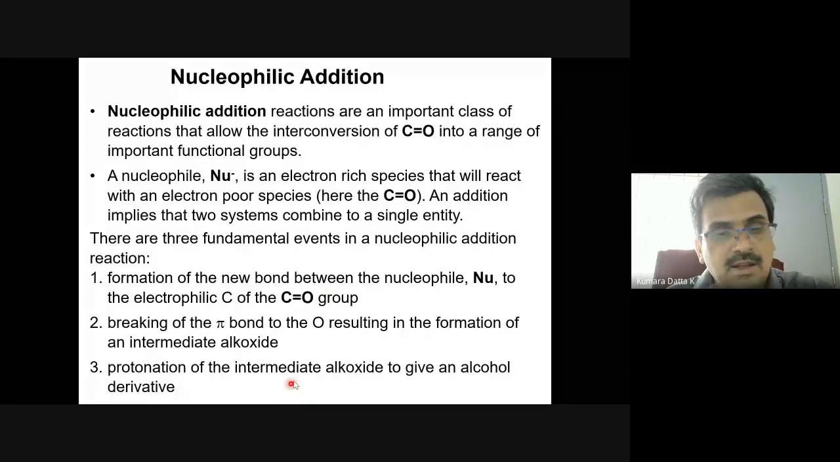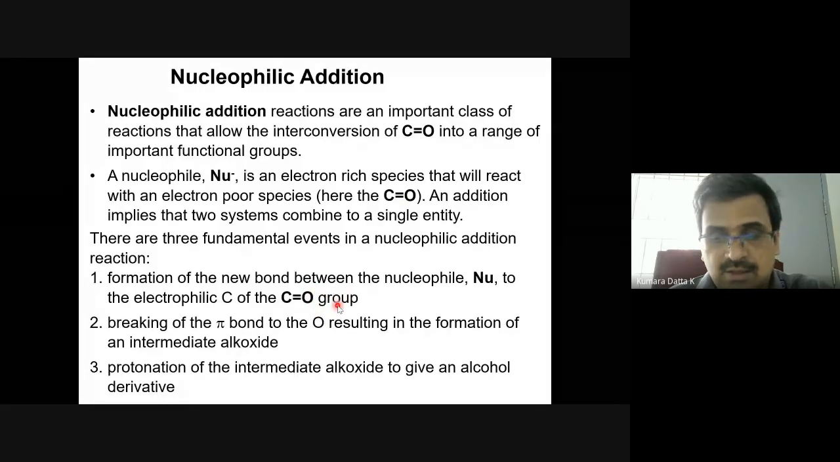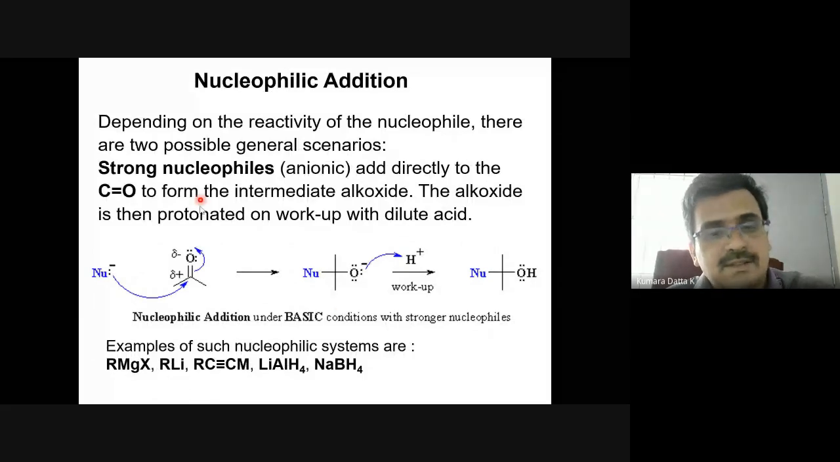And if you protonate this alkoxide, you get an alcohol. It means you bring some proton somewhere, so O minus becomes OH. This is the example I would like to highlight.